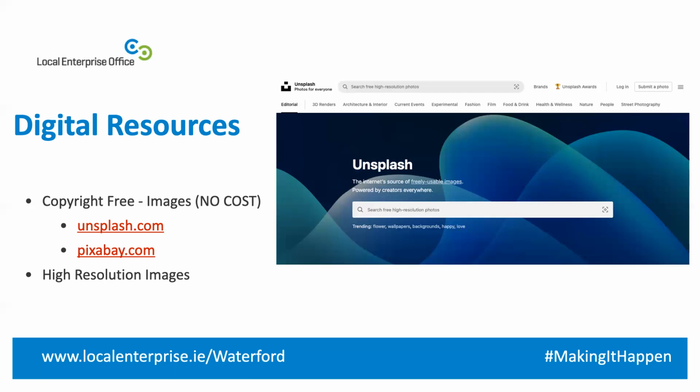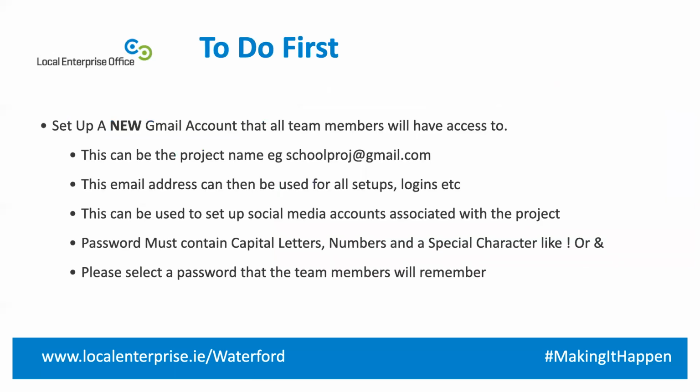The next thing to do is set up a brand new Gmail address for yourselves. Set up a brand new one that is separate to everyone's, because I know everyone on the team will have their own email address, but set up a brand new one and call it whatever. The example we've given is schoolproject@gmail.com, but whatever your business name is, maybe call it that, or whatever your team name is, call it that. That is one of the first steps, to have a new Gmail address.